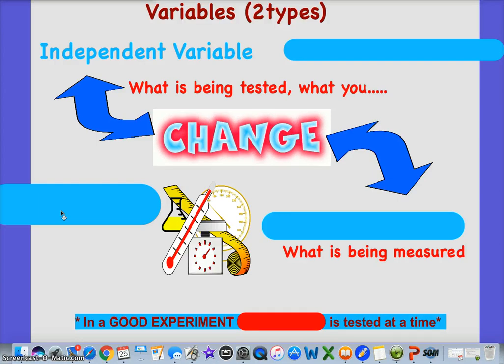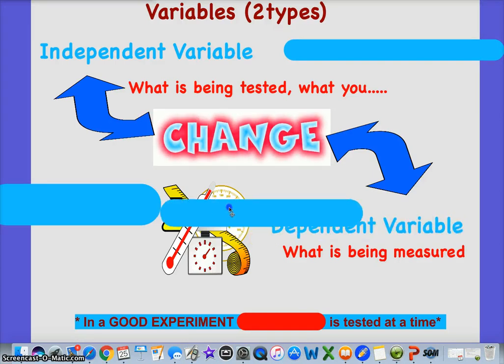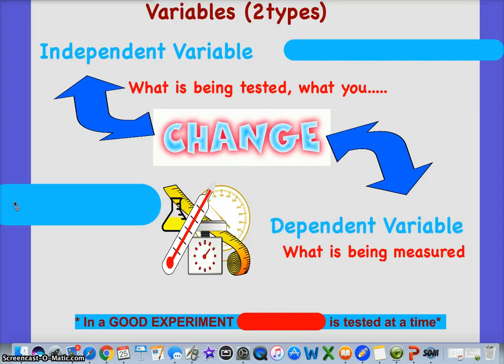And that something that happened is called the what? What variable? Dependent. It needs you to do something in order for that change to occur. It's what you measure. So we manipulate.